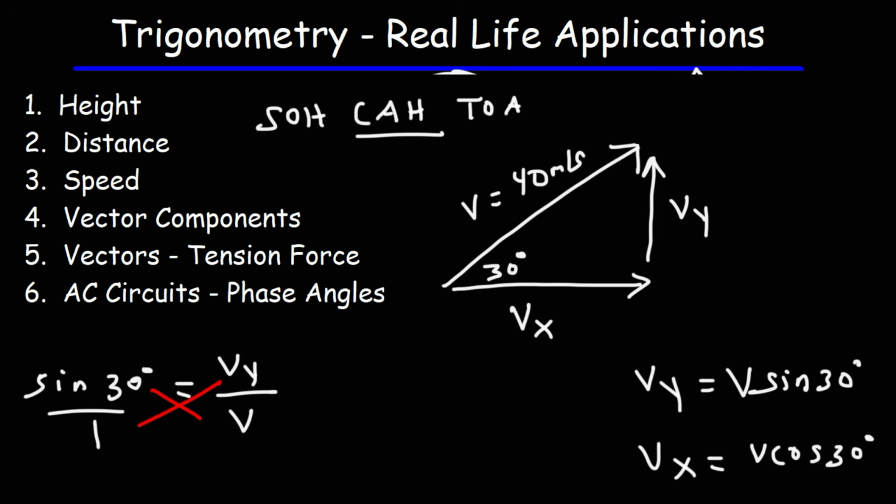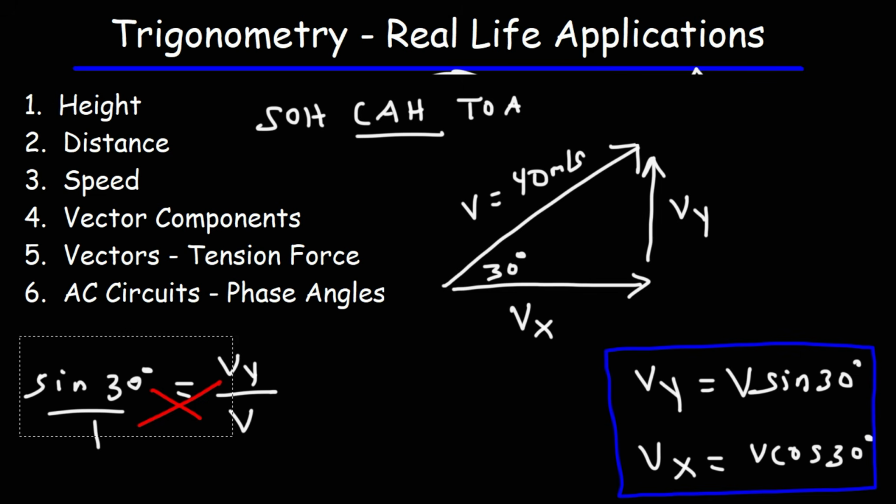So this is another application of trig as it relates to physics. It allows you to find the components of any vector. It could be a velocity vector, an acceleration vector, a force vector. It could be a momentum vector. Using trig, you can find the x and y components of any vector.